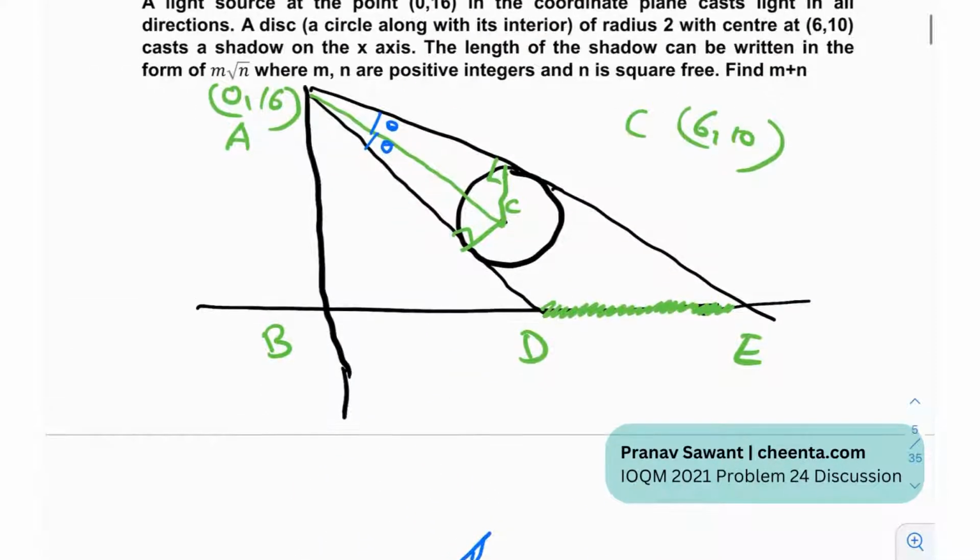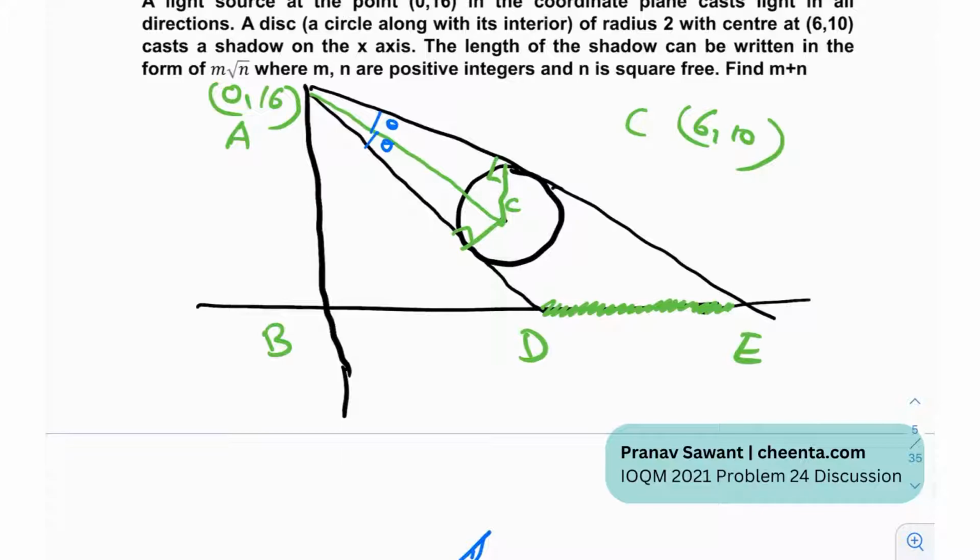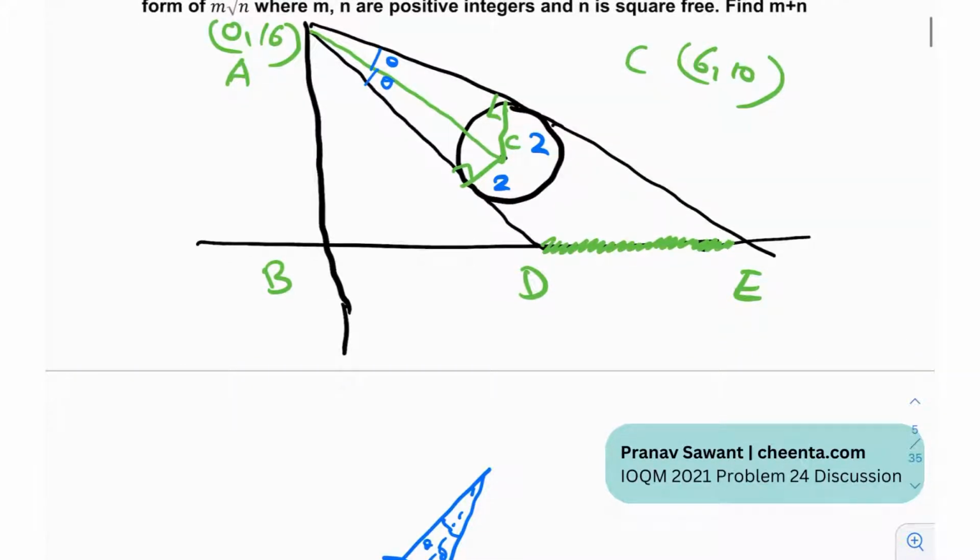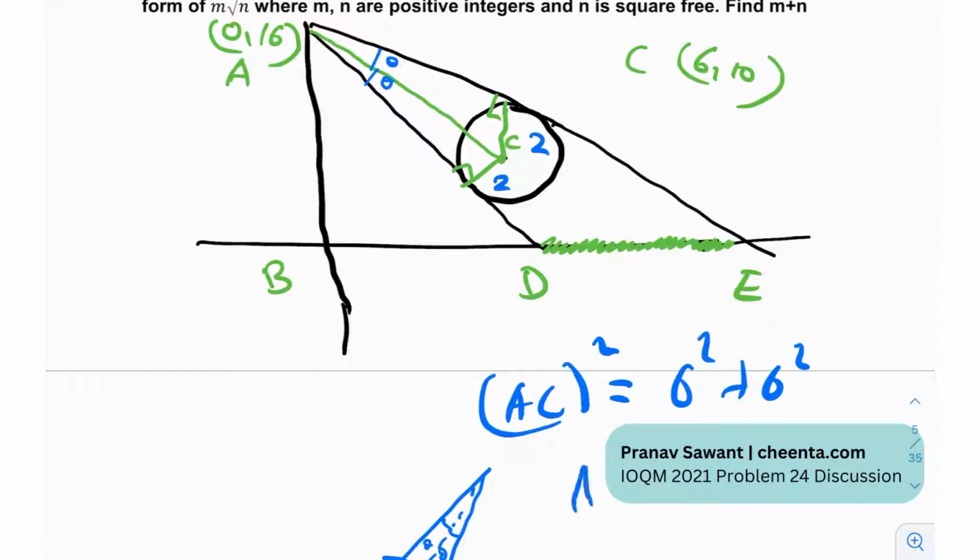But okay, once you have gotten this theta, theta, what else can we say about here? Well, this radius is 2. They've given us the radius is 2. Then can I find out the length of AC? I can actually find the length. What will be AC? This is the distance formula. AC squared is actually 6 squared plus 6 squared. So AC will be nothing but 6 root 2.